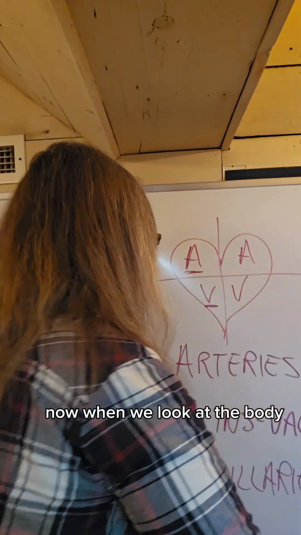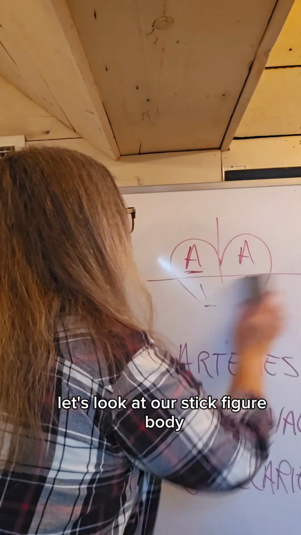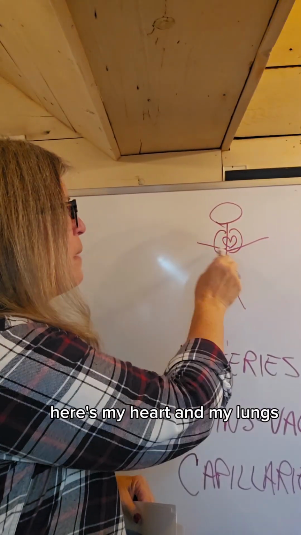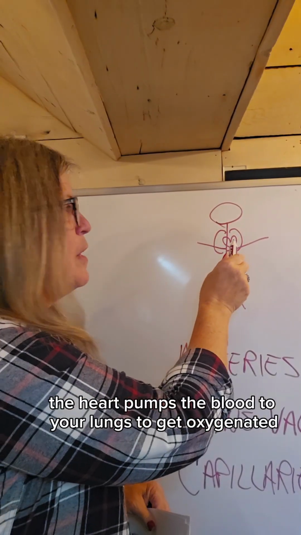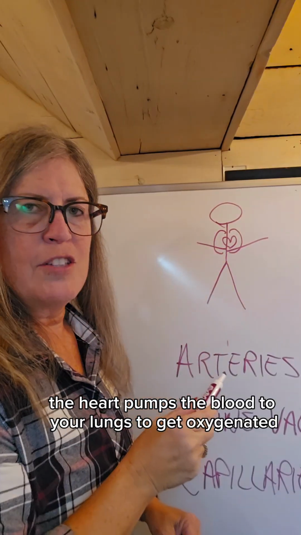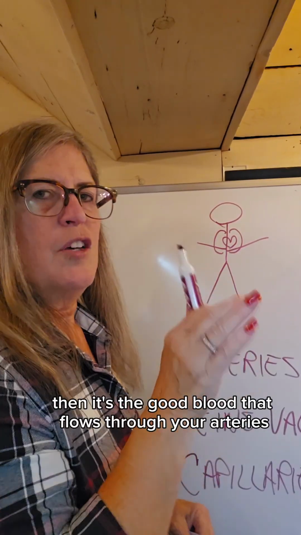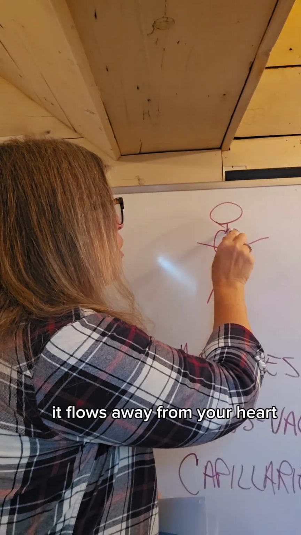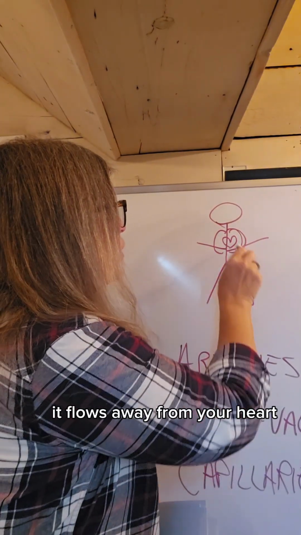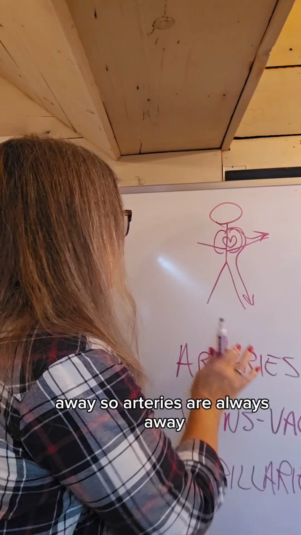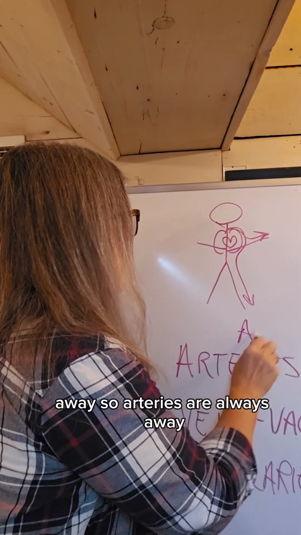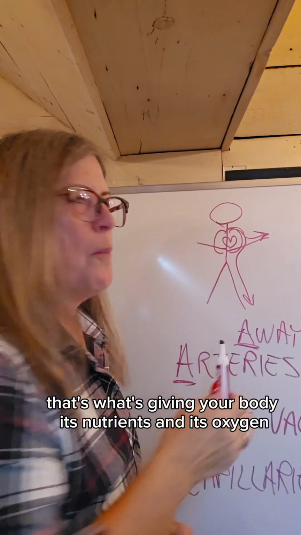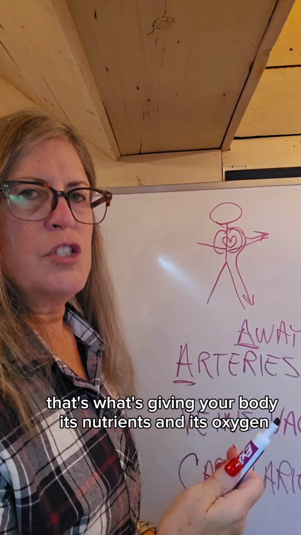Now, when we look at the body, let's look at our stick figure body. Here's my body, here's my heart and my lungs. Heart pumps the blood to your lungs to get oxygenated, and it's the good blood that flows through your arteries. It flows away from your heart. Away. So arteries are always away. That's the good blood. That's what's giving your body its nutrients and its oxygen.